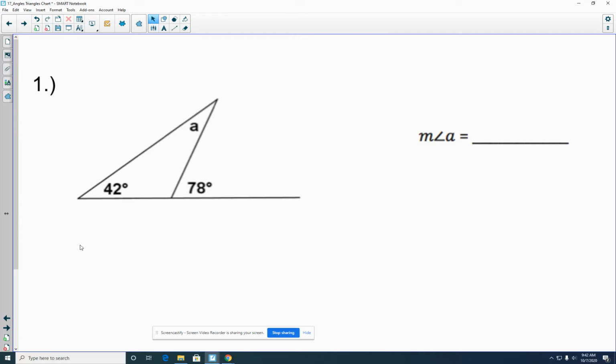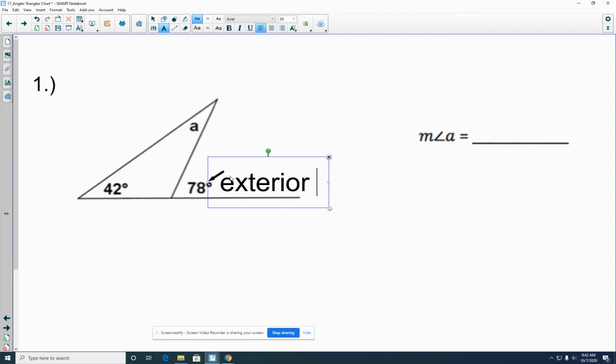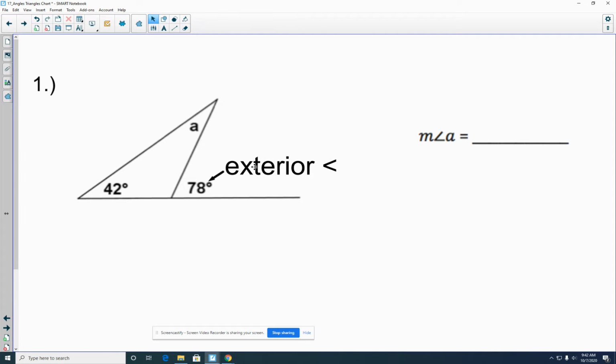Take a look here. Here's my diagram. First thing I see is a triangle. I don't have all 3 angles, but I notice this angle here is an exterior angle. So that's going to be my first thing. This is an exterior angle. So that means that I can use the exterior angle theorem. That says that the exterior angle is equal to the two non-adjacent remote angles. Well, here they are. So if I add up my remote interior angles, they're going to equal my exterior angle.